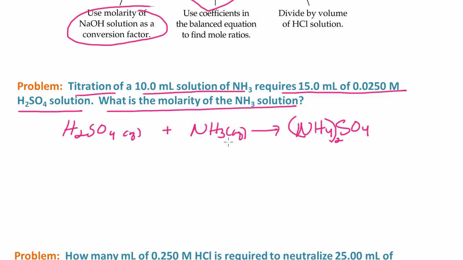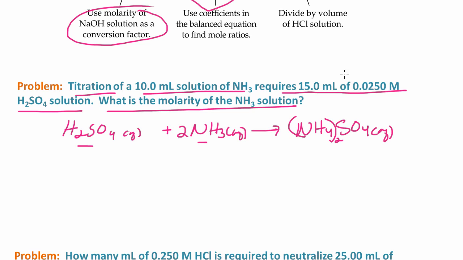And I need to balance, and of course this is all aqueous, so there is water here. But I need to balance this. I have 2 nitrogens on this side, so I have to balance this. So this is balanced. What we have is a 2-to-1 ratio of base to acid. So we're being asked, what is the molarity of the ammonia solution?